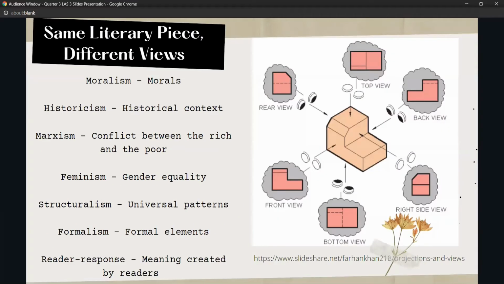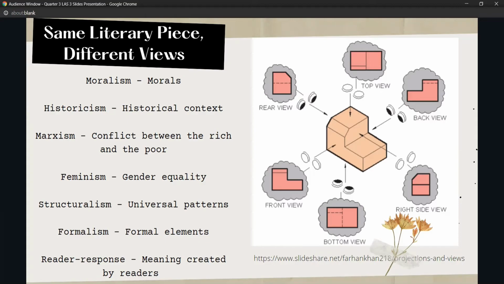It's like the orthographic view. If you don't know what orthographic view is, it's a way of visualizing an object through different perspectives. So we have here an object, and the way it looks is different from various views or angles. So the view is different from top view, back view, right side view, bottom view, front view, and rear view. But the catch is, these views all pertain to the same object. In the same way, it's like literature being viewed through different lenses.